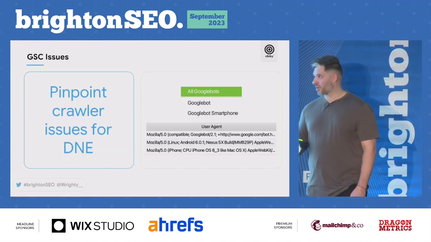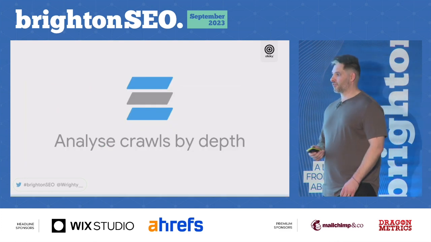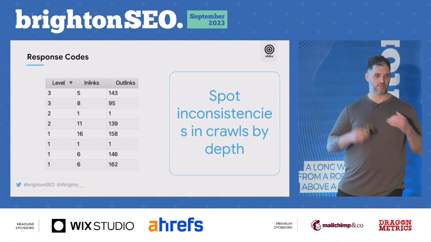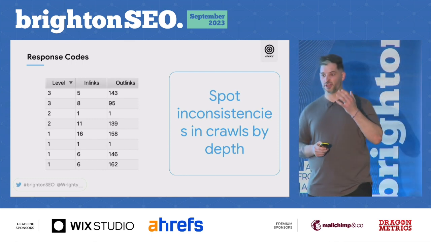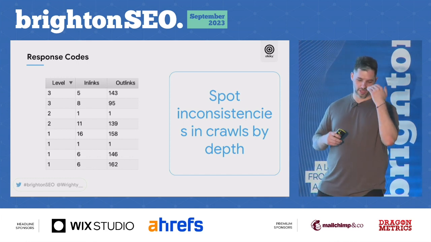You can also do things like pinpoint crawler issues, so you can see details by crawler. You can analyze crawls by depth as well, which is quite useful. So you can see crawl inconsistencies by depth and start looking at where Googlebot and other user agents are spending a lot of their time. Is it at the right depth of your site? Are they getting lost? Are they not getting past a certain point?